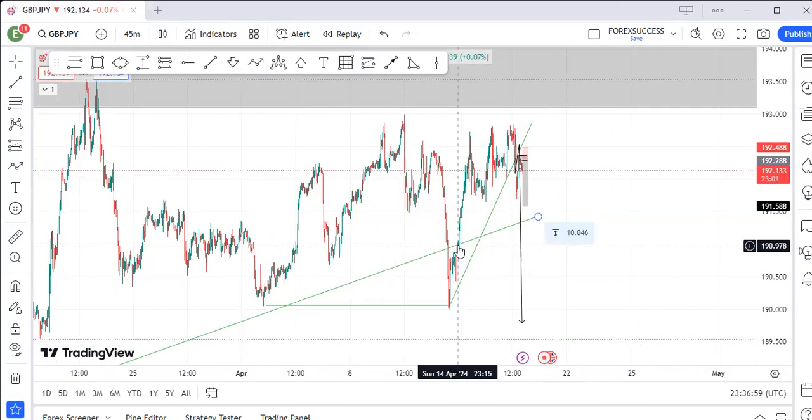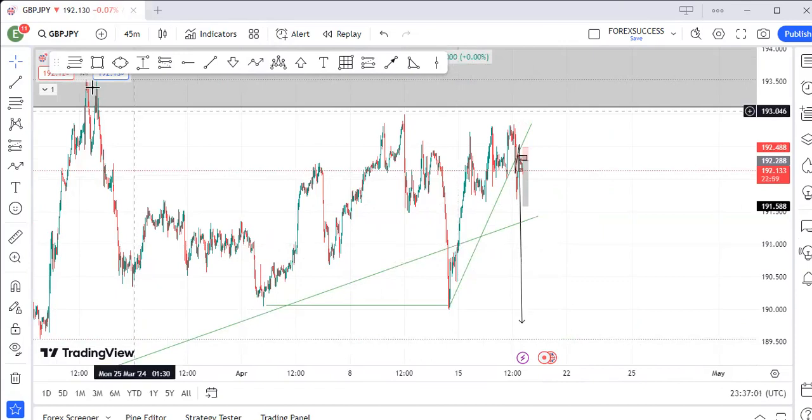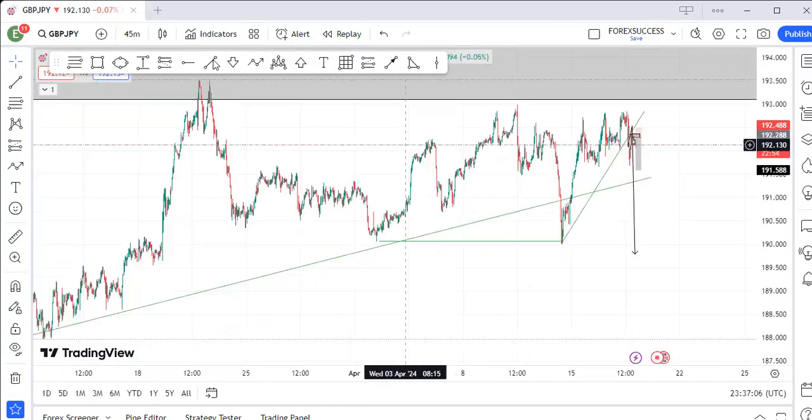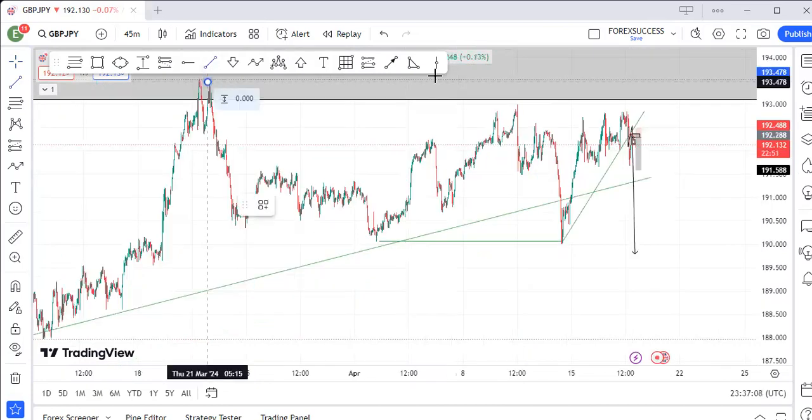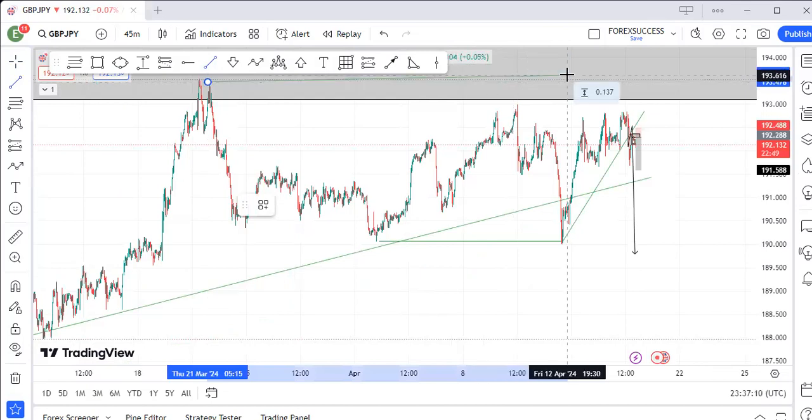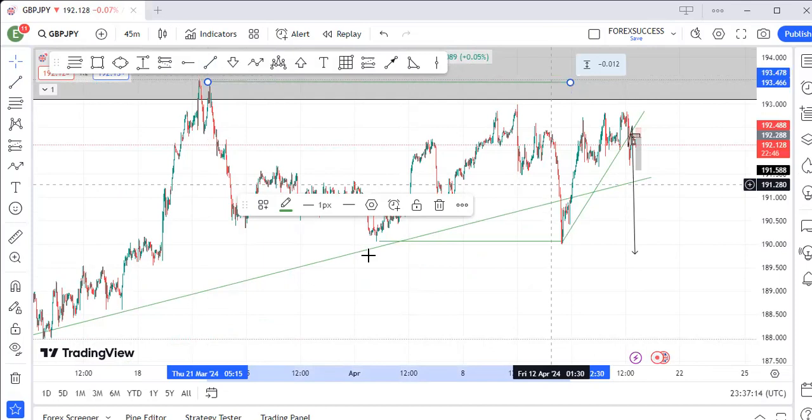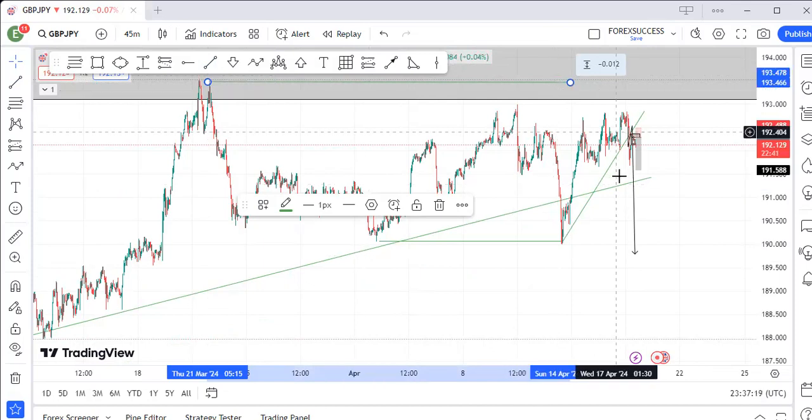But there weren't confirmations because price didn't give a break of structure to the upside. It didn't give a break of structure here. That's what I mean. This is the last high, right? It was the last high. And after price tapped in here, it didn't break to the upside. If it had broken to the upside, then up to this trend line, I would still buy.